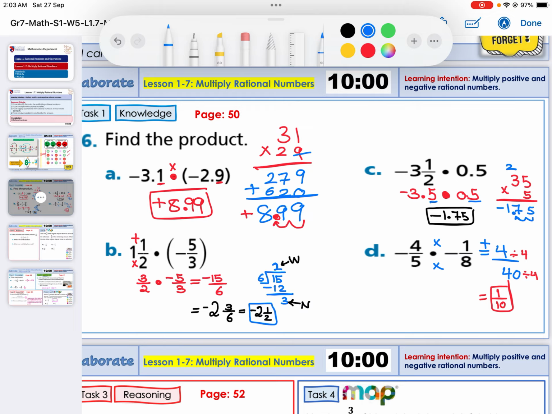Okay, that's it for direct questions about finding the product of multiplying rational numbers. So remember to always, number one, make sure that they're both decimals or they're both fractions. Number two, multiply like you used to multiply fractions and decimals. And number three, which is the most important thing, guys, don't forget the sign. The sign, you should never forget it.